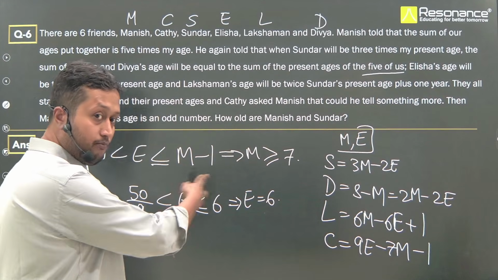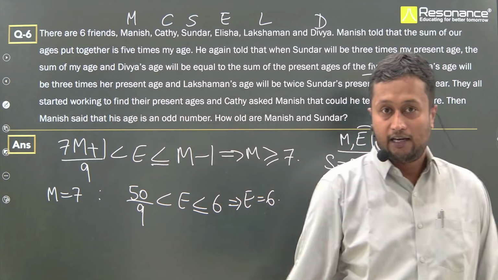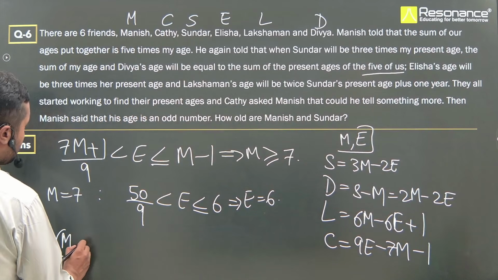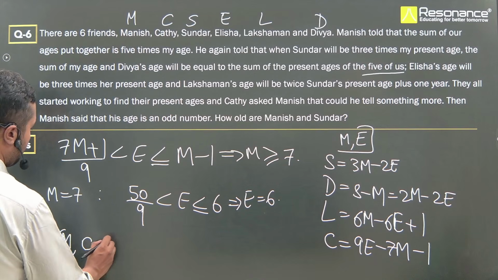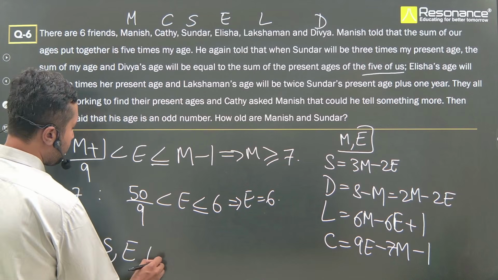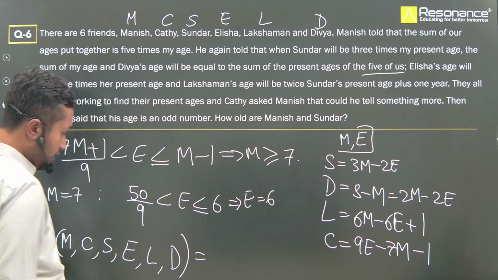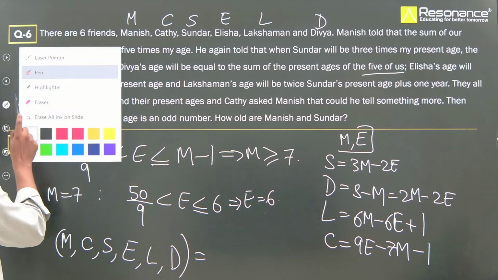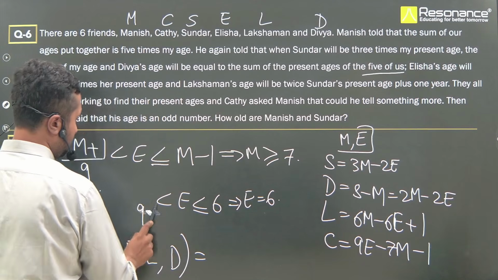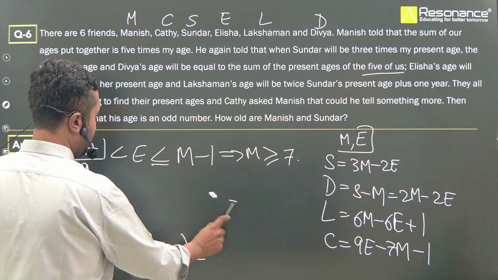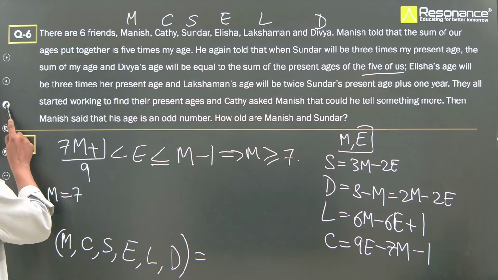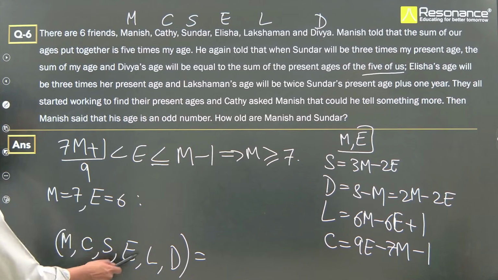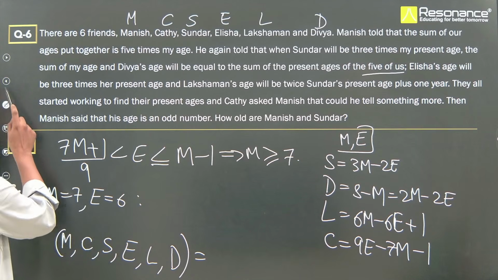If M is 9, then you'll get other possibilities for the value of E. Okay, now let's plug those values over here. So we can work those out. So M, C, S, E, L, and D. So let's see what these values are now. Maybe I'll just remove that. So let's record that fact over here. So E has to be 6 if M is 7, right? So now, what do we have?